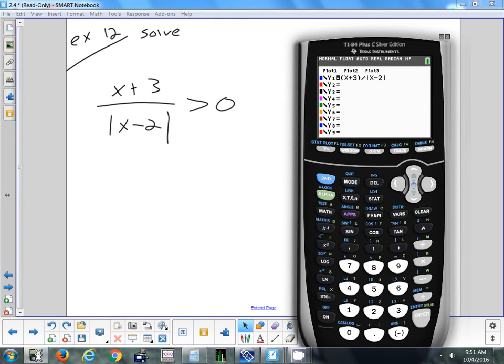Now, we know that something funny is going to happen when x equals a certain number. What would x not be allowed to be? x can't be 2, because then you divide by 0. So something weird is going to happen at x equals 2 on the graph.